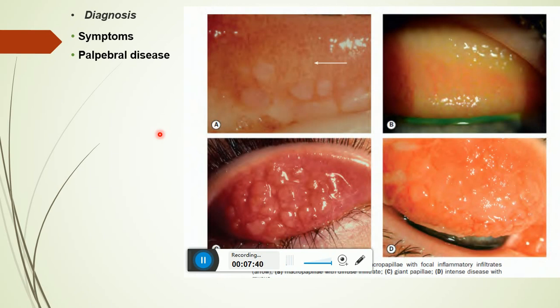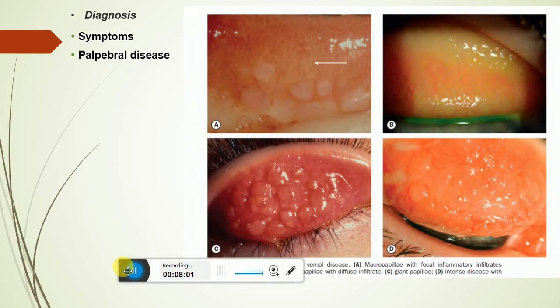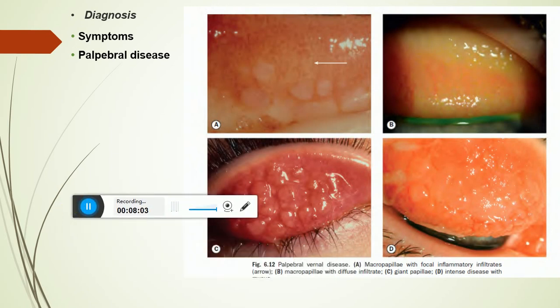increased blinking is common. In palpebral disease, there is conjunctival hyperemia in early disease, and diffuse velvety papillary hypertrophy on the superior tarsal plate. Here you can see macropapillae. The macropapillae are less than 1 millimeter in size, and there are focal inflammatory infiltrates.